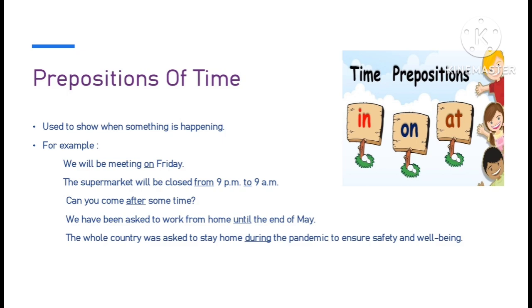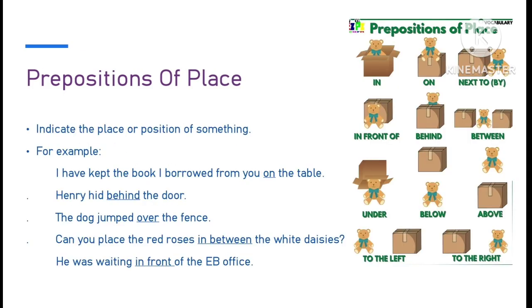We have been asked to work from home until the end of May, and until is a preposition of time used in the sentence. The whole country was asked to stay home during the pandemic to ensure safety and well-being, and during is a preposition. Prepositions of place indicate the place or position of something. For example, I have kept the book I borrowed from you on the table. On is a preposition used in the sentence.